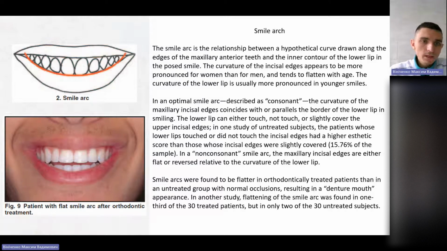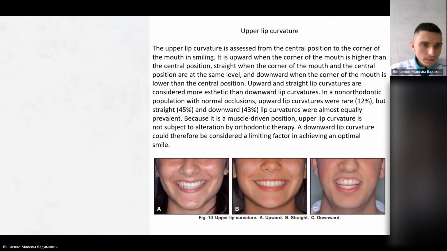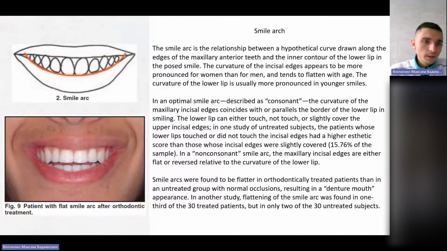In another study, flattening of the smile arch was found in 21 of the 30 treated patients, but in only 2 of the 30 untreated subjects. So as we could see, if we work as orthodontists for a lot of years, we could recognize orthodontically treated patients before they come to our office, because of the flattened smile.